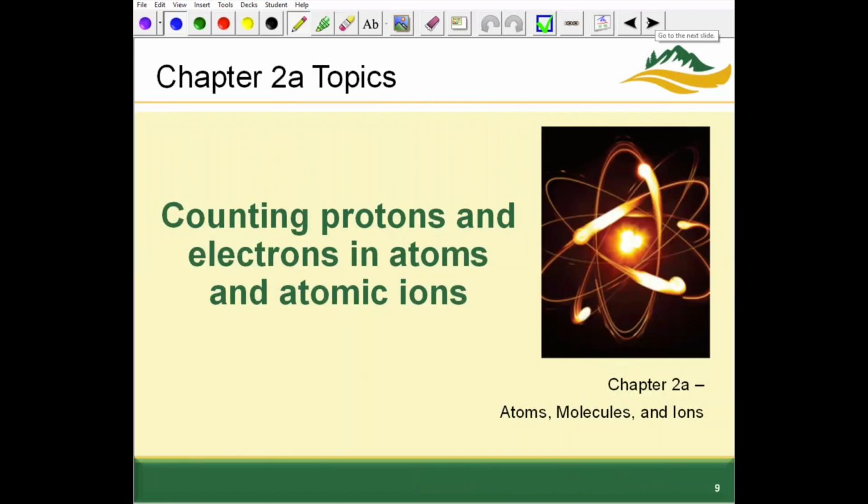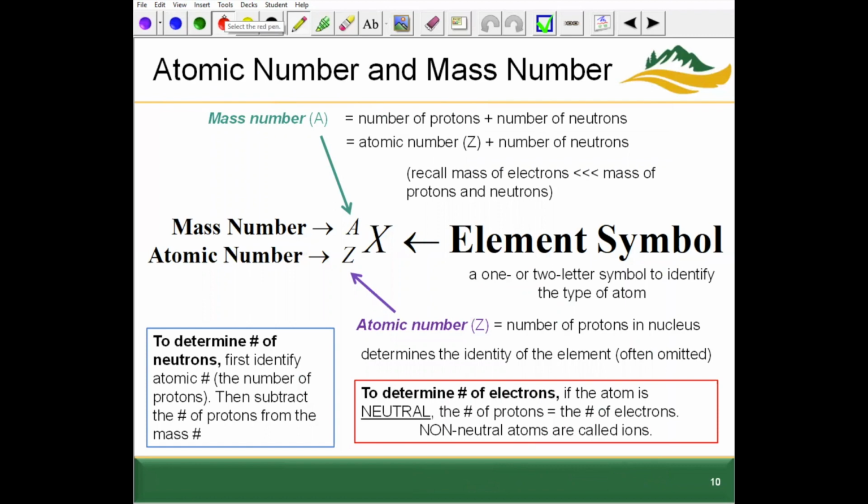So now we're going to go into counting protons and electrons in atoms and ions. We'll go a lot more into this topic, this idea of what is an ion, cations and anions. This is a reminder from Chapter 2A, Part 1. So we covered this briefly here: we're going to use the atomic number to distinguish the identity of the element, where the atomic number is always the number of protons.